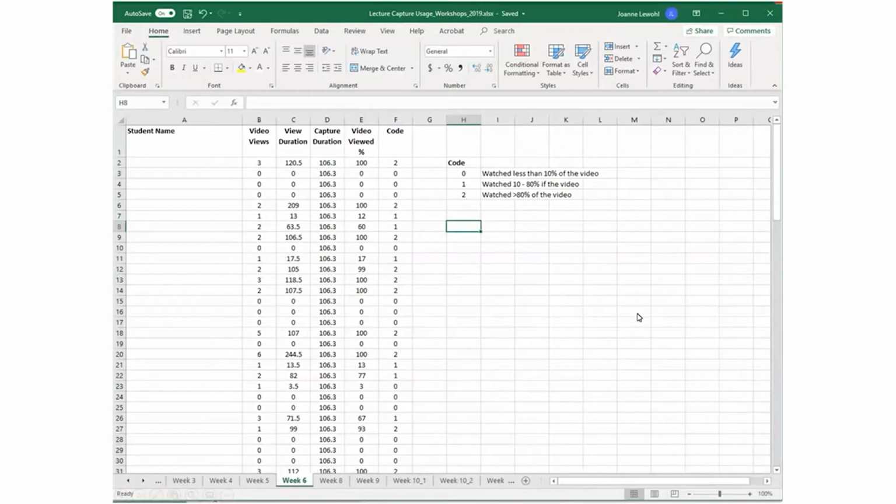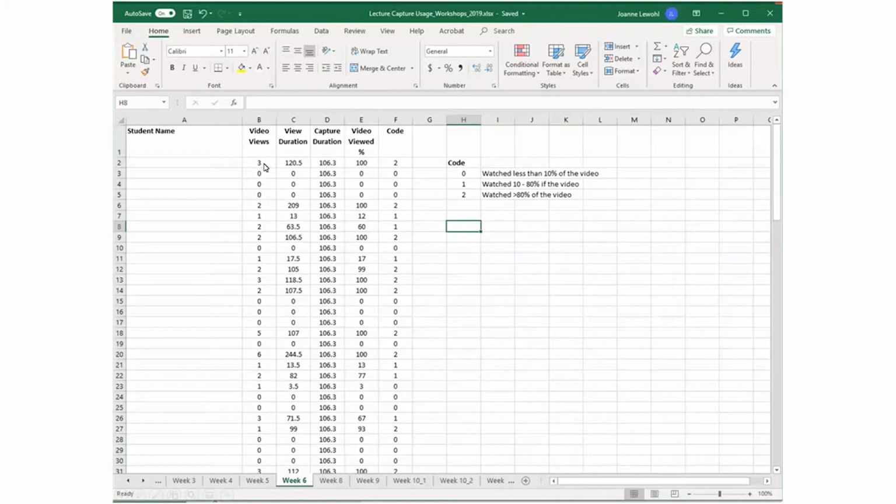So this is an example of the type of data that you can export. This is the 2019 data. Again, I've blanked out the student names down the side. For each individual student, you can get the number of views, how long they viewed, and the lecture capture duration. In this instance, it was 106 minutes of lecture capture, and then the percentage of the video viewed.